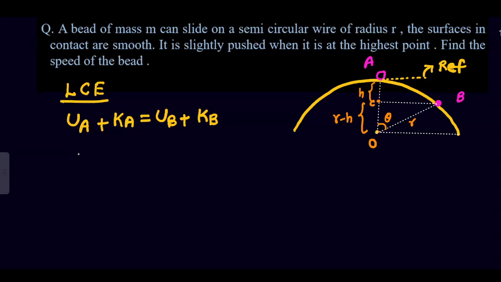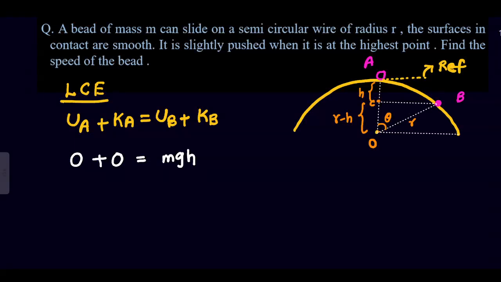Then initially, how much is the potential energy? 0, it is at the reference line only. And kinetic energy initially is also 0, since the bead is at rest. Finally at point B, it has moved by a distance h, so the potential energy is mgh, positive or negative? In the potential energy case, if it is below the reference line, negative; above the reference line, positive.